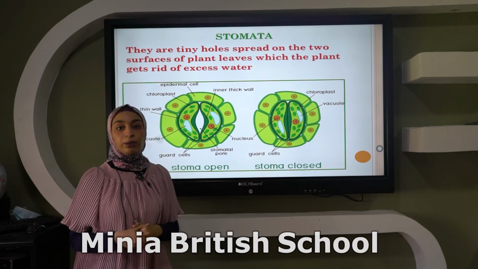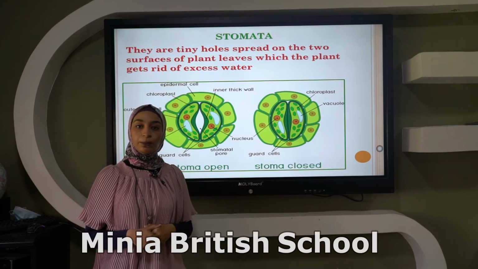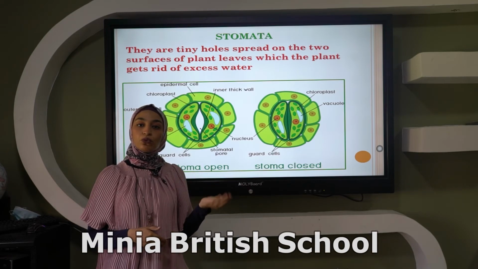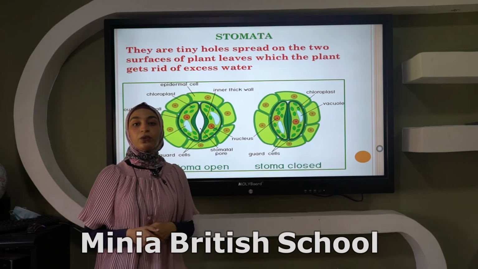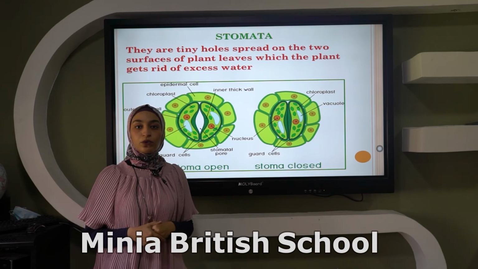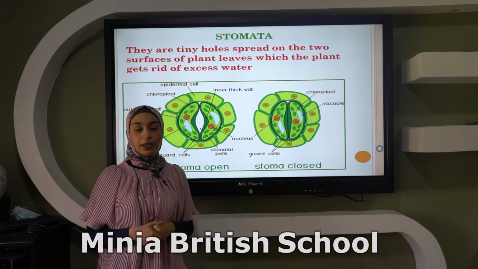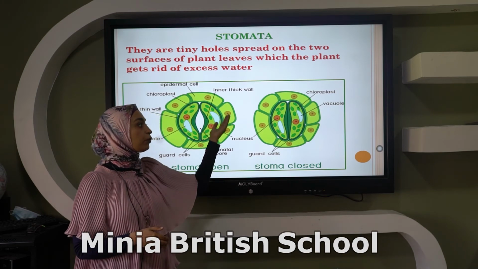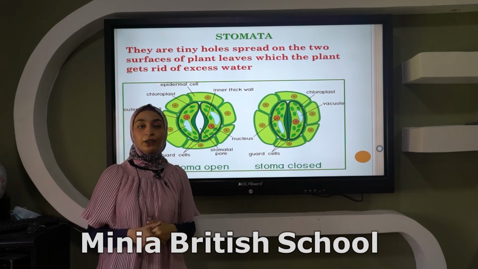So today we talked about what? We talked about the structure of the plants, which consists of the root system and shoot system. Then we talked about the functions of each organ that help the plant carry out the photosynthesis process and make sure that the mineral salts reach all the plant parts. Finally, we talked about the stomata, which help the plant to get rid of excess water.